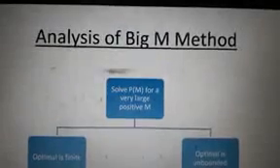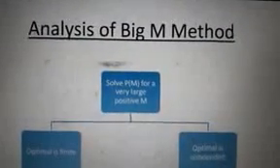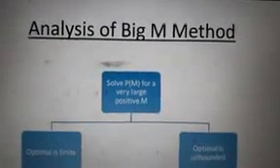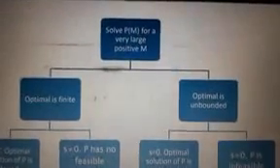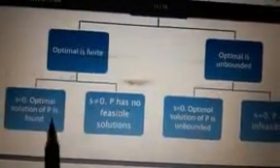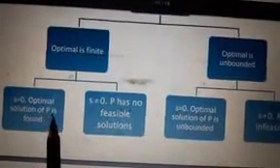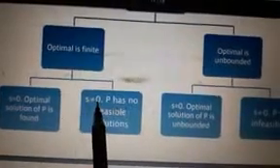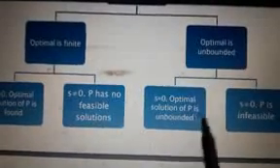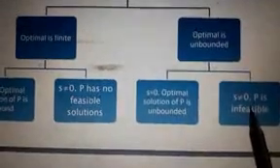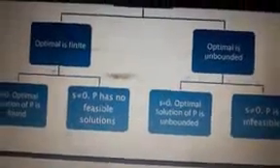Analysis of the Big M method. Solve P_M for a very large positive M. The optimal is finite or the optimal is unbounded. If S is equal to 0, the optimal solution of P is found. If S is not equal to 0, P has no feasible solution. If the optimal is unbounded and S is equal to 0, the optimal solution of P is unbounded. If S is not equal to 0, then P is infeasible.